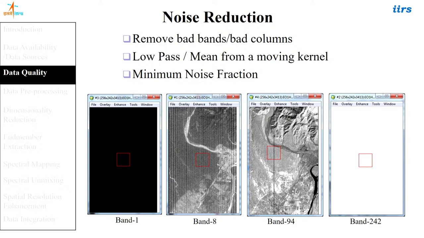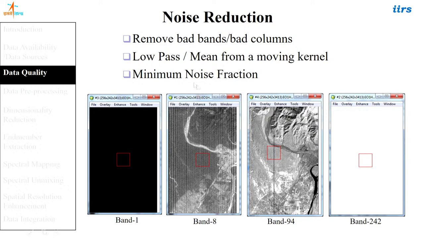The first few bands don't have separate detectors, so some of the bands will contain no information. In the water absorption bands also, no information is acquired, and some striping or drop line errors come up. Normally we correct these drop line errors by running a mean filter, or you can take the average of neighboring pixels and replace the entire line. Then to reduce the noise, there is a data dimensionality reduction technique called minimum noise fraction. By using that we can also reduce the noise to a larger extent.